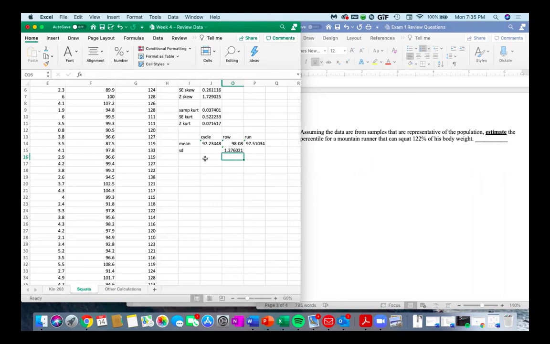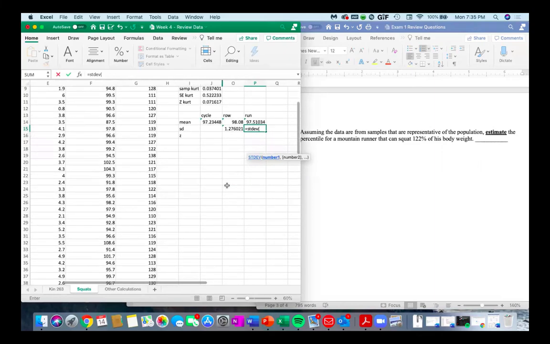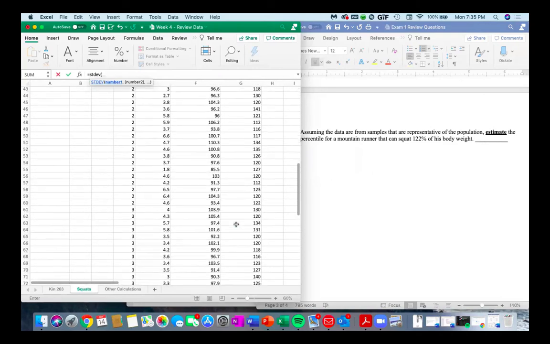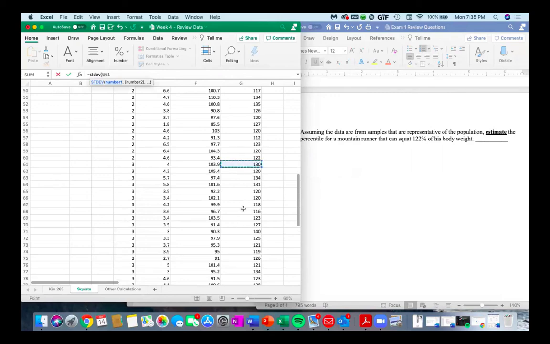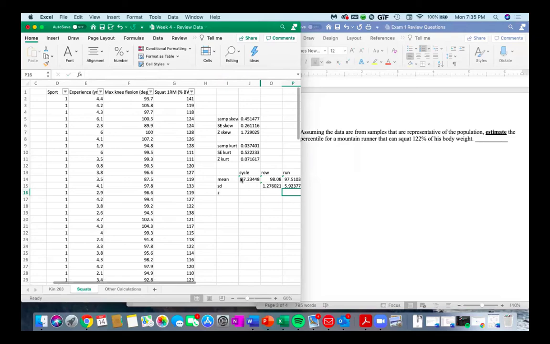In order to calculate a Z-score, we need mean and standard deviation, right? So if we're looking at our runners, we already calculated the mean, so we could easily calculate the standard deviation, right? Runners are labeled 3. So if we go to squat data with a label of 3, okay, should be able to figure this out.